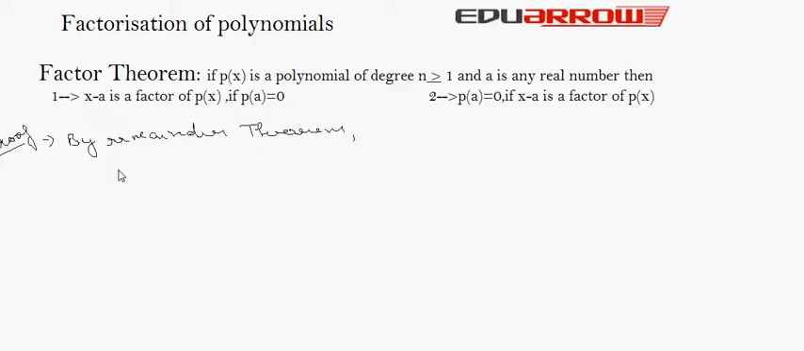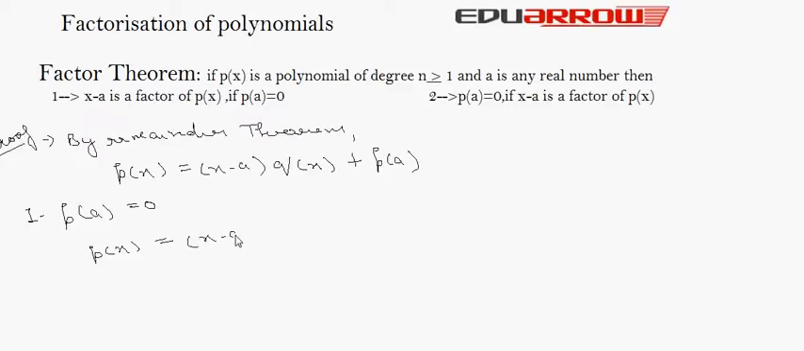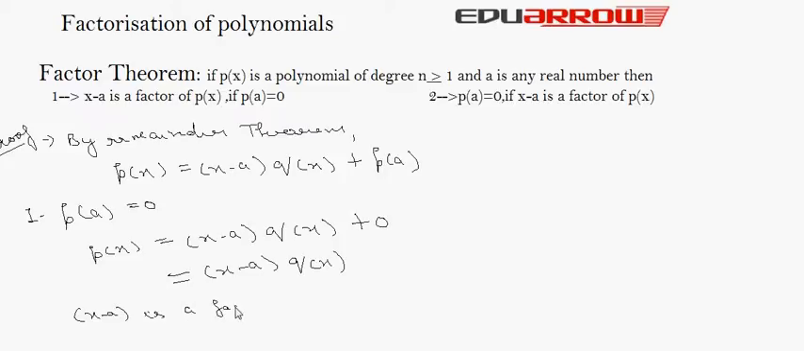We know that dividend, that is p(x), is equal to divisor, that is x minus a, into quotient q(x) plus remainder, that is p(a). Now let's see first that if p(a) is 0, the above equation will be as p(x) is equal to (x minus a) into q(x) plus 0, which is equal to (x minus a) into q(x). That shows that x minus a is a factor of p(x).